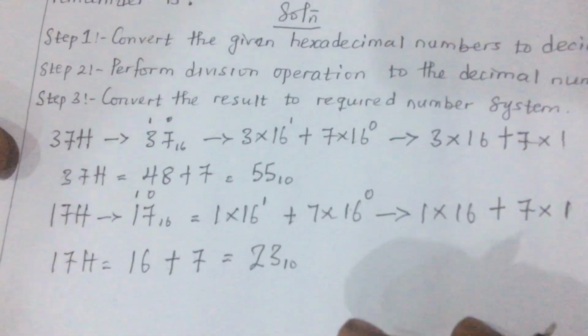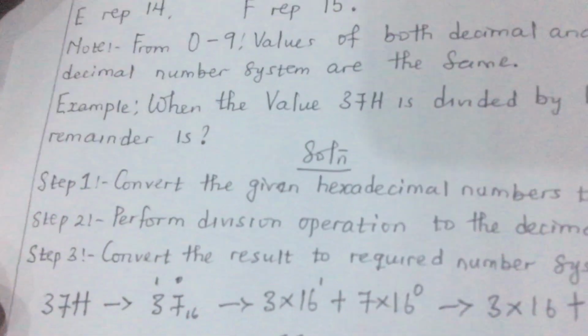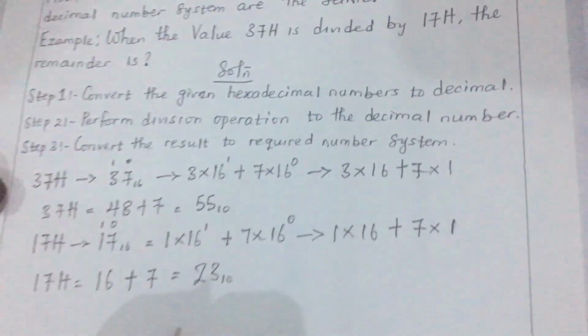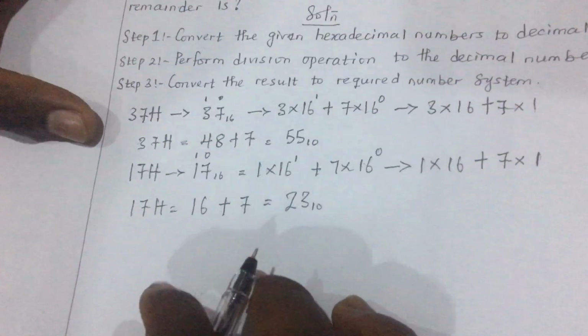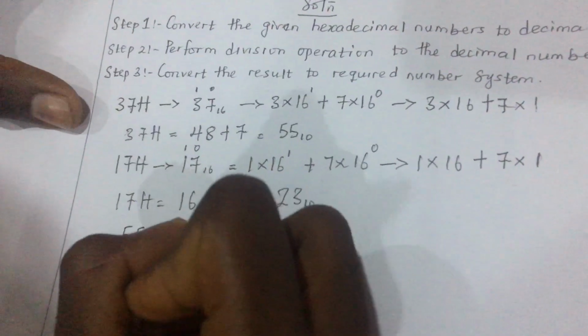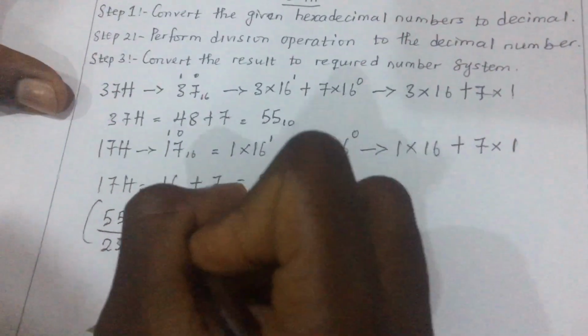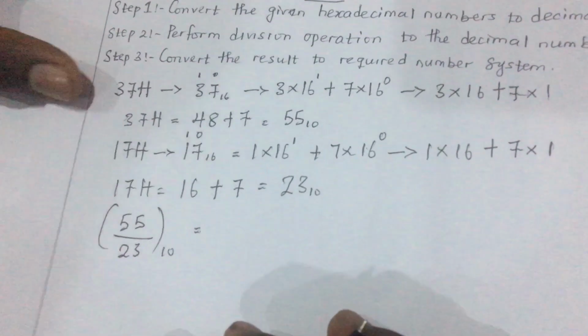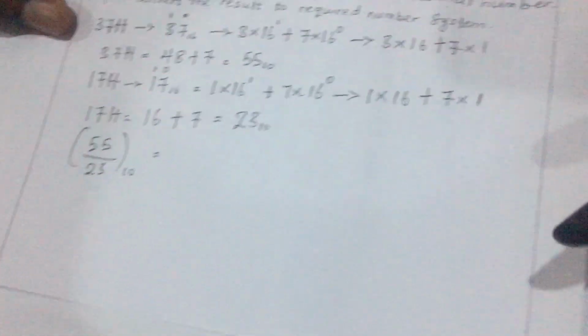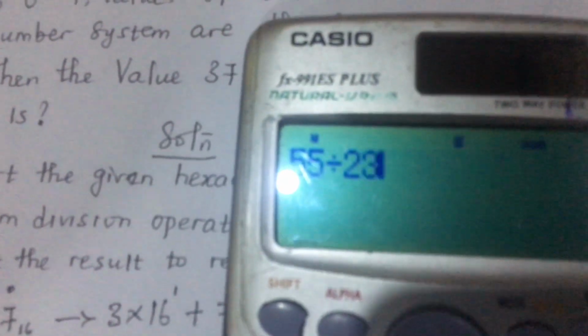Let's move to step 2. Step 2 says perform division operation on the decimal numbers. So let's perform the division operation on the decimal numbers, that is 55 divided by 23, base 10. We can use our calculator here. 55 divided by 23 is going to give us 2. So we have 2.